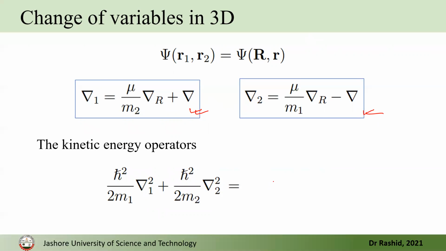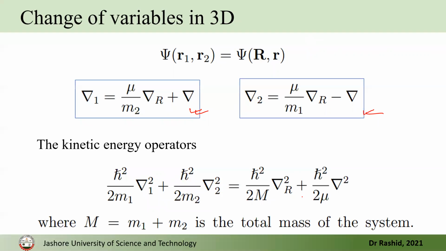And if we do some algebra, we will have this one. Here, the capital M equals m1 plus m2 is the total mass of the system. And mu is the reduced mass, so 1 by mu equals 1 by m1 plus 1 by m2. This is the reduced mass. This value of mu is less than both m1 and m2. And the capital M is the total mass, equal to m1 plus m2.